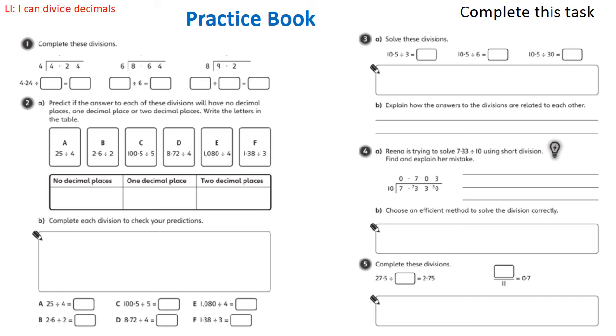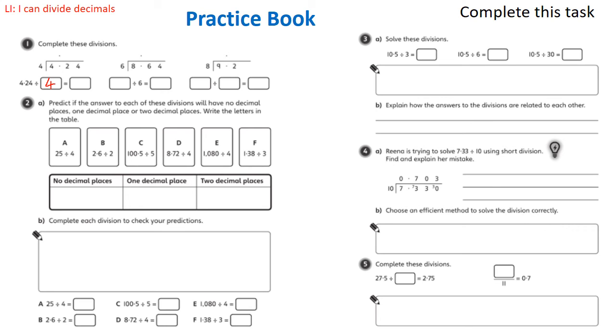So in question 1, it's asking you to do the division. It's put the decimal point in for you. So all you have to do here is put your divisor in. That's the number you're dividing by, remember? So that's going to be 4. And then write your answer in. Let's do the first one.